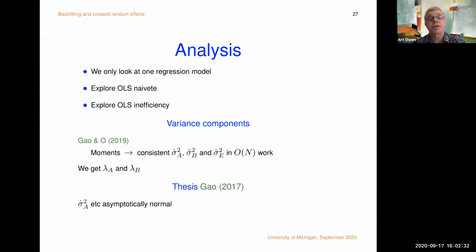Okay, so what will we do with this? What we're going to do is look at the first regression model we thought of. Of course, if I worked at the company, I'd look at dozens of regression models and try all kinds of things. But here I just want to compare OLS and GLS. And so I'll just pick one model. And we need to get those variance components. But Caitlin showed that you can get consistent asymptotically normal estimates of the variance components in order n work. So check out her thesis where she shows that they're asymptotically normal. So that'll get us the lambdas that we need. But now we need to do GLS.